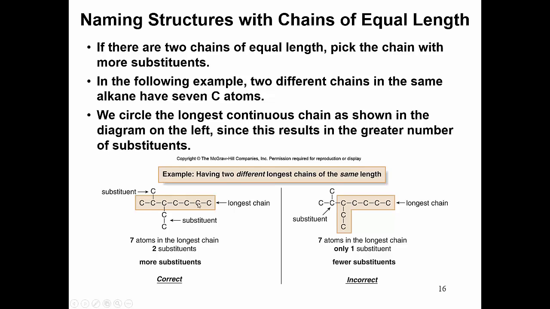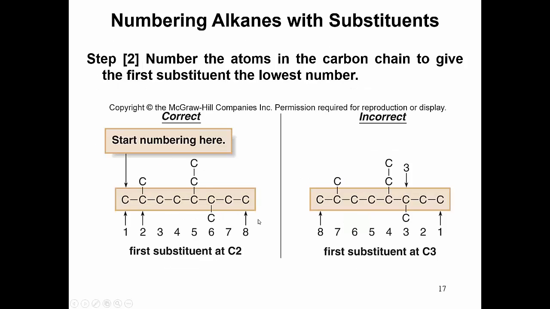Okay, so we're going to name this compound using this particular 7-carbon chain and not this 7-carbon chain. Does it matter? Yes, because remember, in the prefix we're going to say where the substituents are. And clearly the substituents are going to show up as 2 different substituents here, whereas only 1 there. So it's going to matter in the nomenclature.